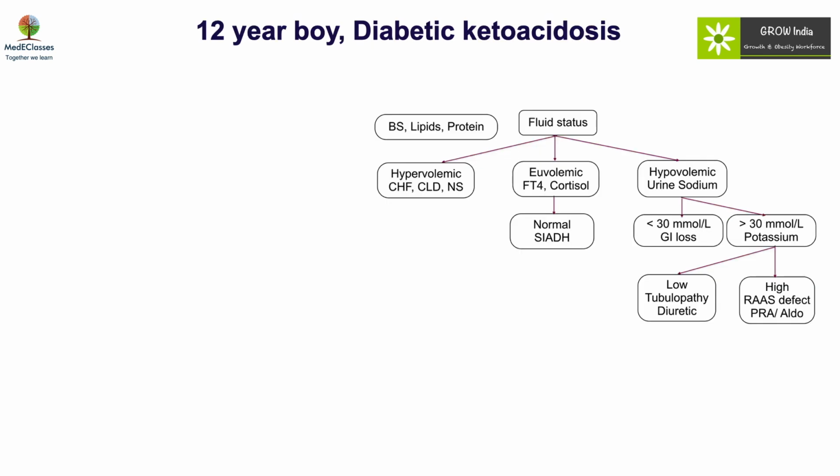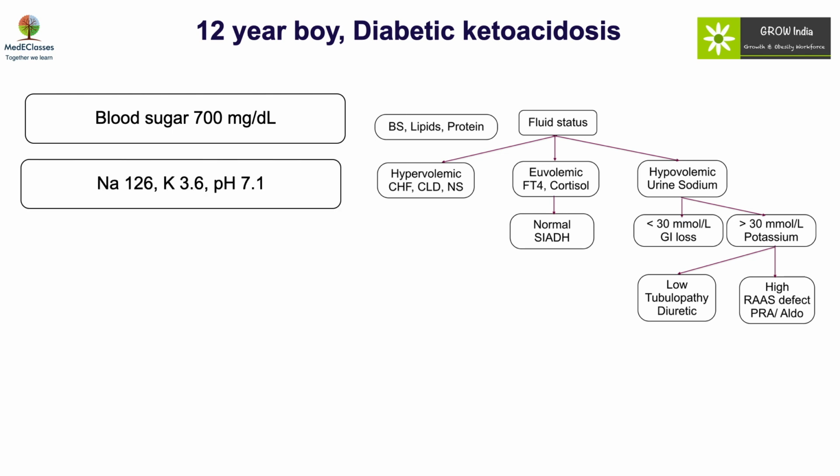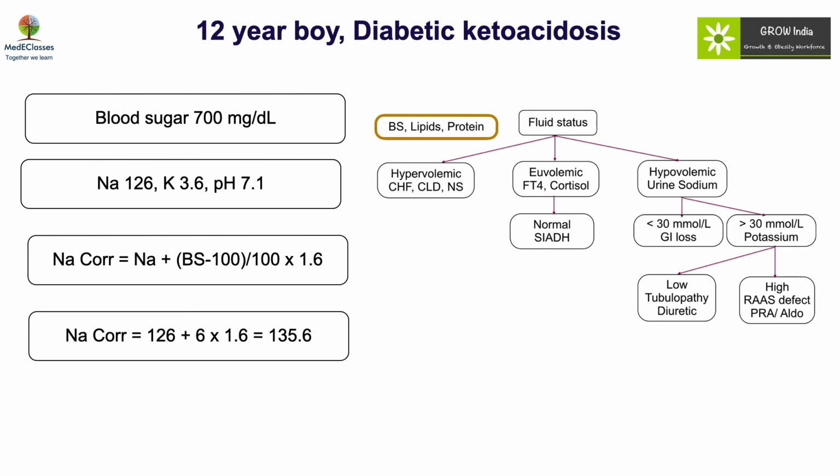So we have a 12-year-old boy with diabetic ketoacidosis. Blood sugar was 700, sodium was 126. So somebody thought this is hyponatremia. But we need to remember that blood sugar is an important cause of pseudo-hyponatremia. Every 100 milligram per dL rise of blood sugar causes a decrease of sodium by 1.6. So we have to add 9.6 to the sodium, which becomes 135.6, which really excludes the possibility of a true hyponatremia. This is a pseudo-hyponatremia in this situation.